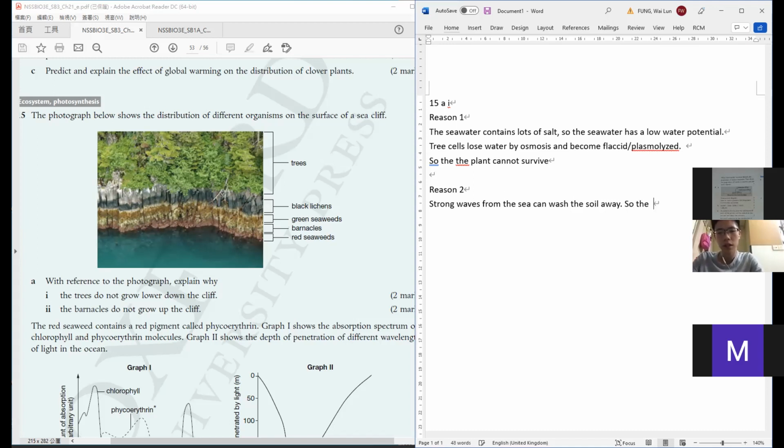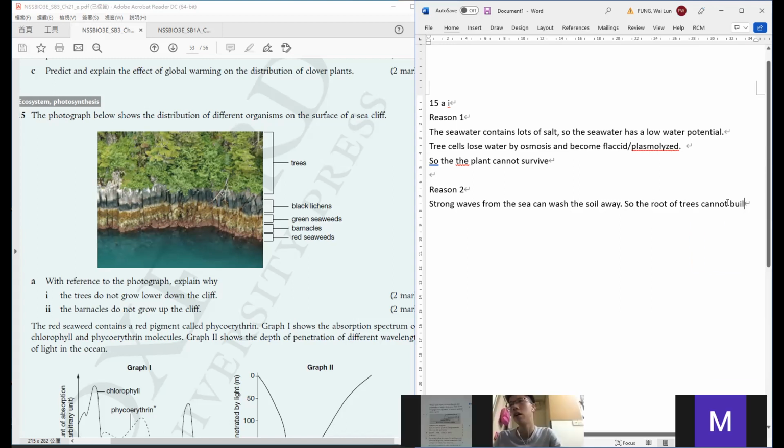So the roots of trees cannot have a good anchorage to the soil or to the rock. You don't have soil left, so there's only rock. For the rock, it's hard for the trees to stand strong. So the roots of trees cannot have a good anchorage.